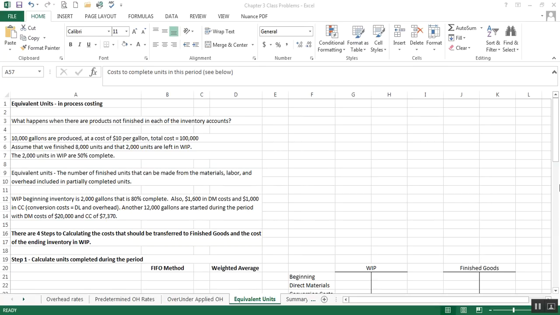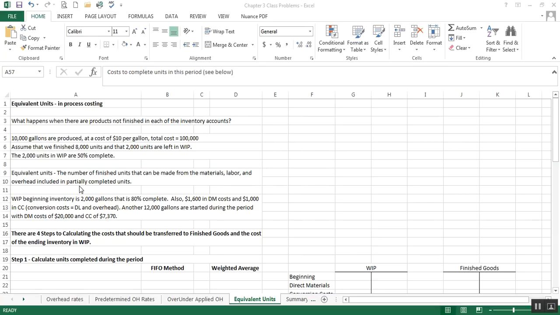What are equivalent units? The reason that we need to calculate our equivalent units is for process costing. Process costing is when there are different steps within the manufacturing process before the goods end up in finished goods. So when you're looking at different processes that have work in process, you're never going to have work that is 100% completed. So for example, in this scenario we have 10,000 gallons of paint that is produced at a cost of $10 per gallon. The total cost is $100,000.